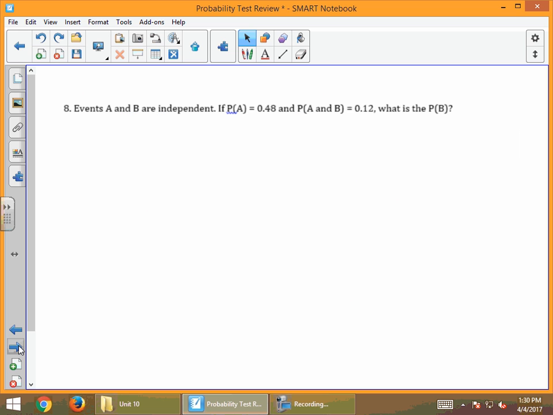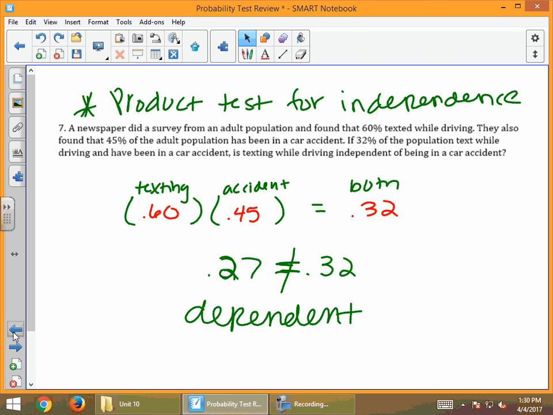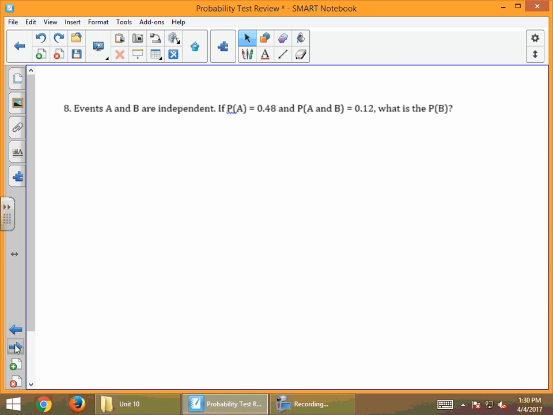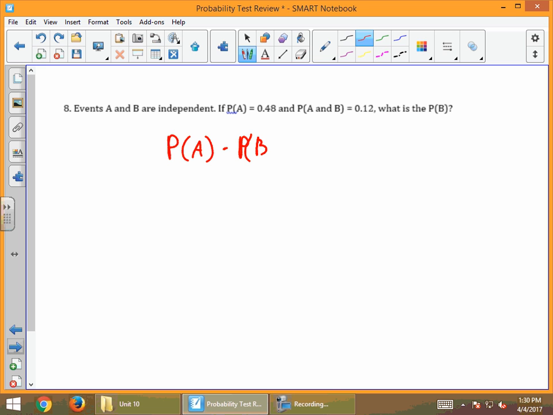All right, number 8. Let's go on this. Events A and B are independent. If the probability of A is 0.48, the probability of A and B is 0.12, what's the probability of B? Well, you guys are saying, what's going on with this one? Really, it's just like the one we just did. We're doing that product test for independence. The probability of one times the probability of the other should equal the probability of both. So the probability of A times the probability of B should equal the probability of both.